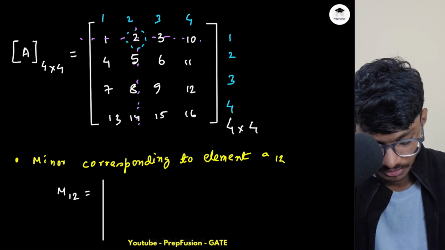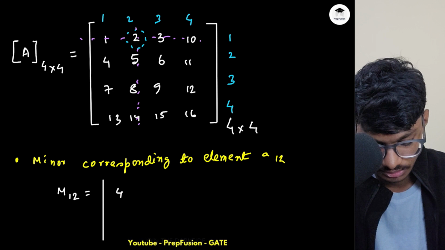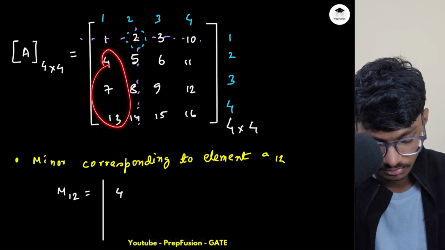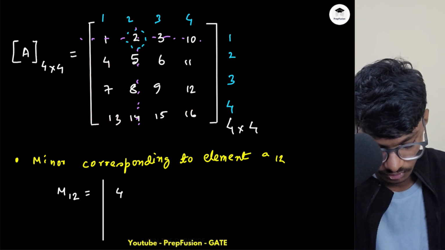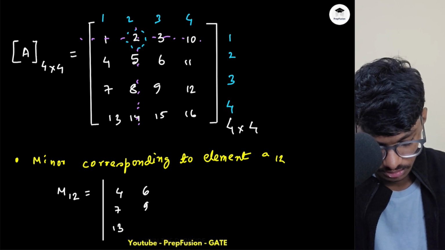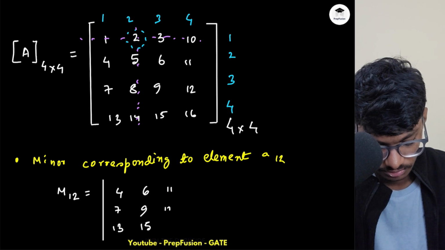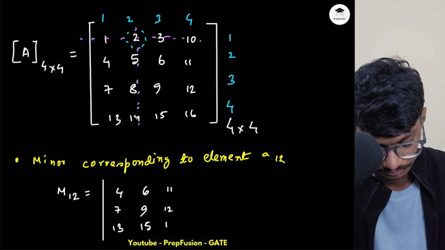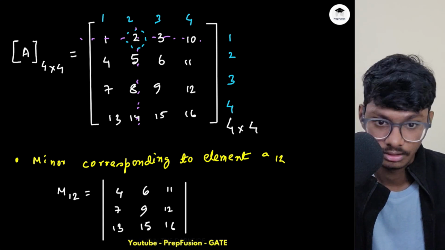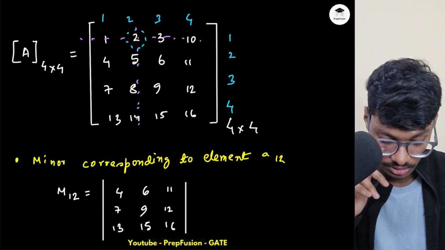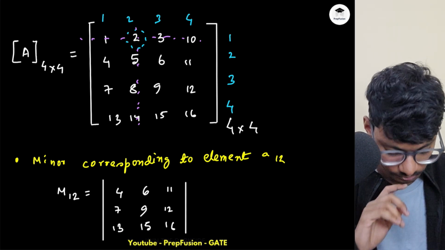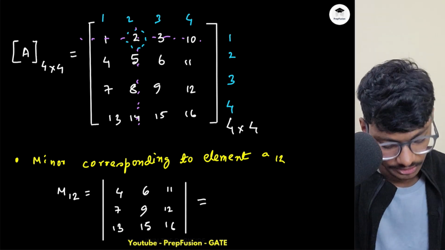So 1 will obviously not be included. So I will take this row, this column, and this column. So 4 7 and 13, 6 9 and 15, 11 12 and 16. Now you compute the determinant for this, and that will be your minor. So let us compute for this.